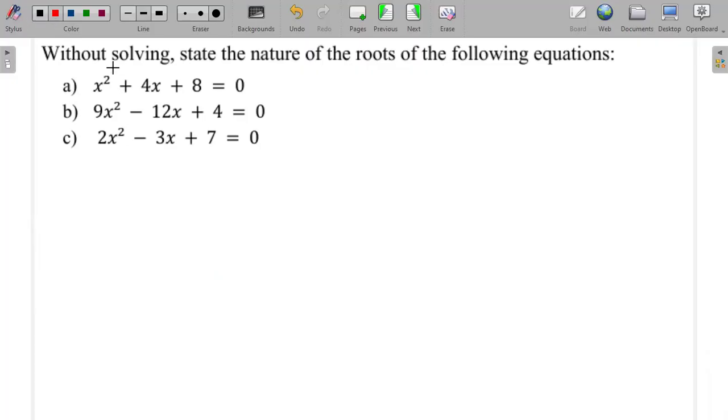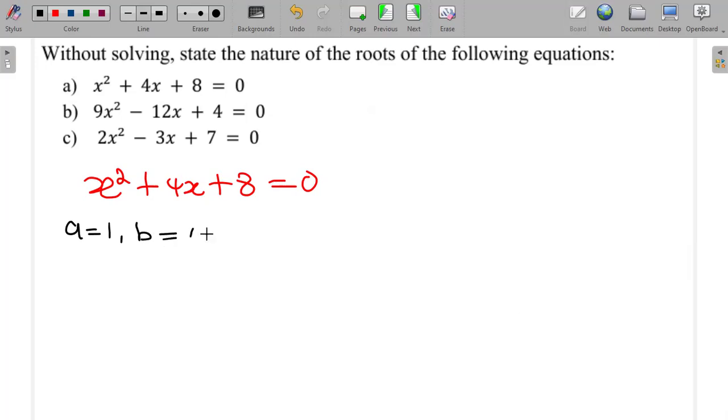Okay, so now let's determine for the equations that we have. Okay, let's determine for this. So this one here, it's x squared plus 4x plus 8 is equal to 0. So what will be my a? My a will just be 1. My b will just be 4. My c will just be what? 8. Remember the general form: ax squared plus bx plus c is equal to 0.